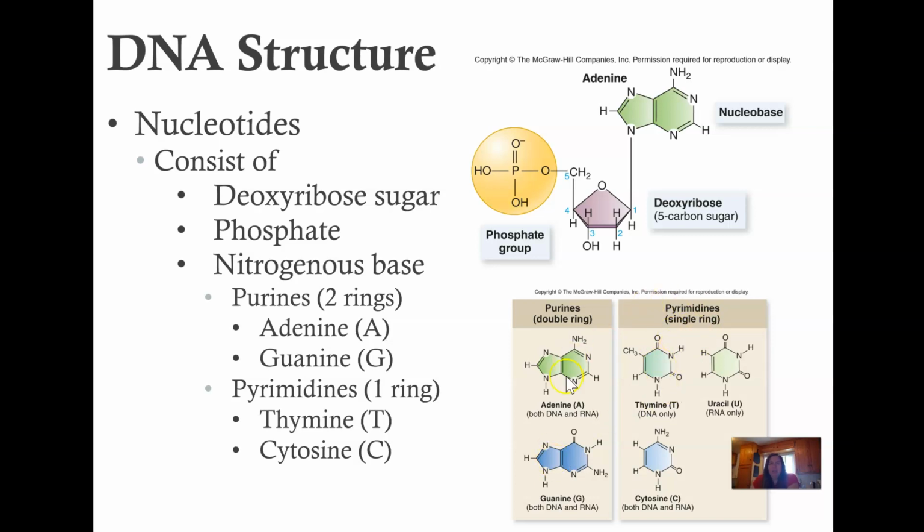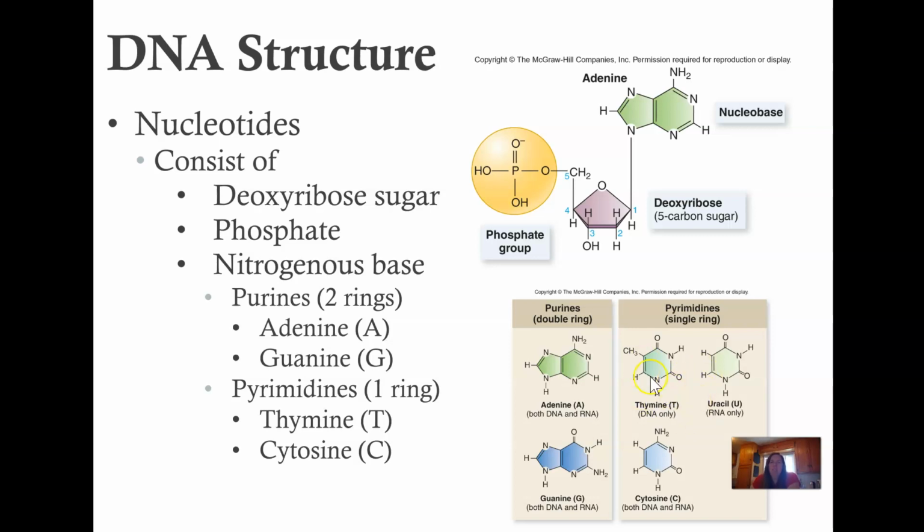Pyrimidines not only differ from purines in that they have a single ring. You can see the structure of these molecules have a single ring structure. But what's interesting about pyrimidines is that thymine and uracil are kind of complementary. Well, that's not really the word. What would be a word to describe these?